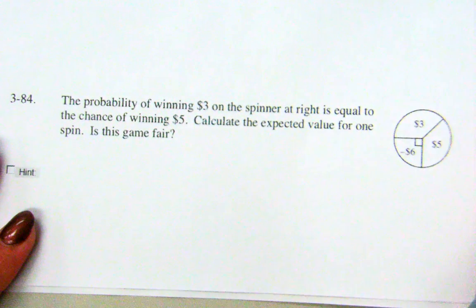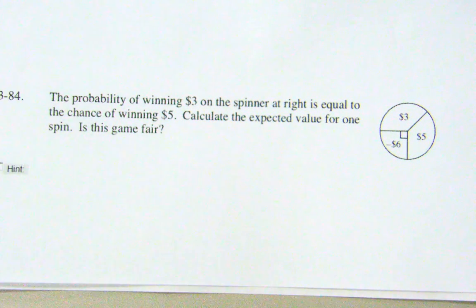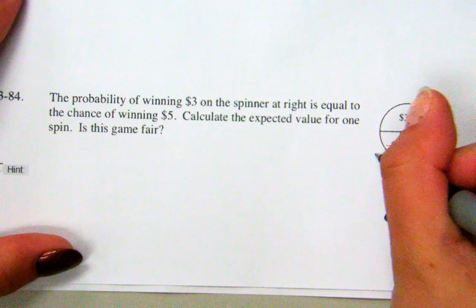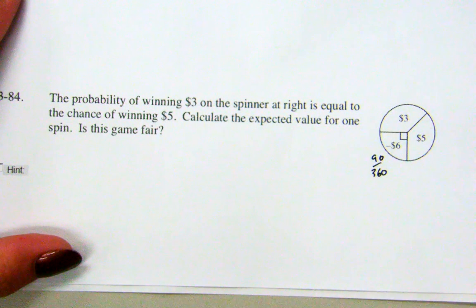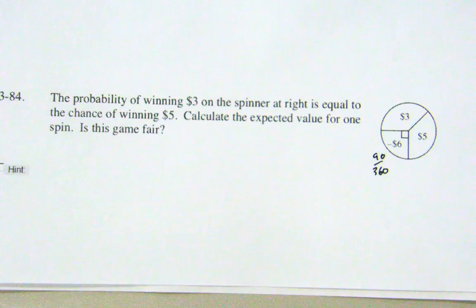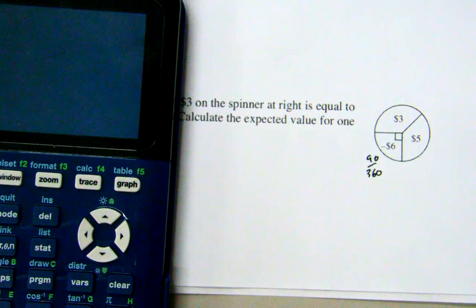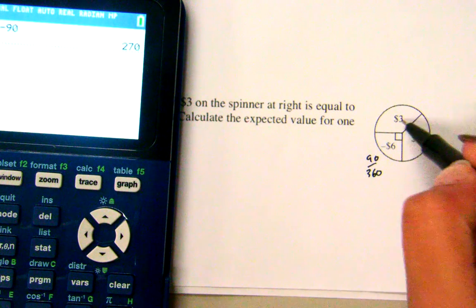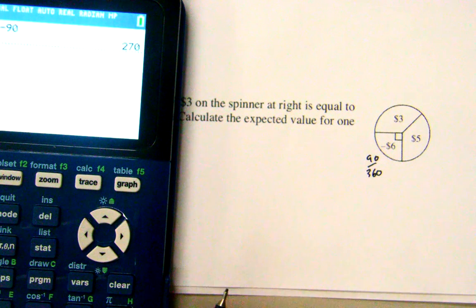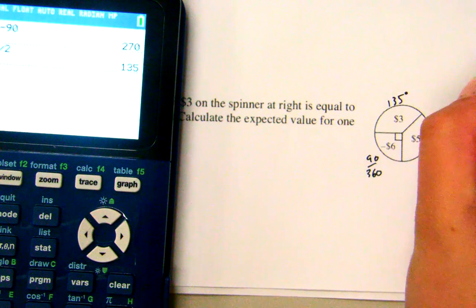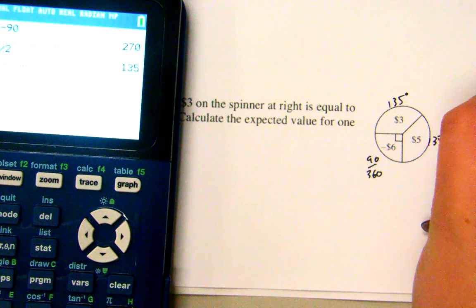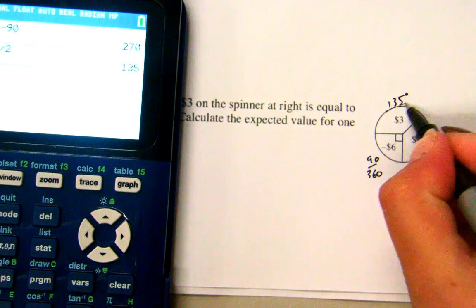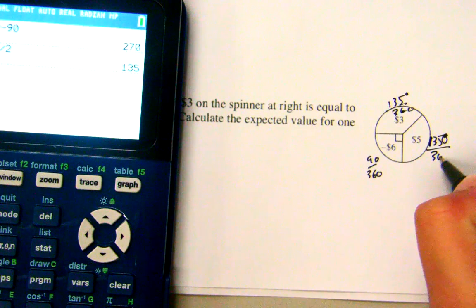All right, 84. Expected value. So we're going to set this up really quickly. This is 90 out of 360. These 2 are equal, and I'm pretty sure if I take 90 out of 360, subtract it from 360, I get 270. Well, these 2 are even, so if I cut 270 in half, I get 135 for each. So 135 degrees, 135 degrees. Whoopsie, that's degrees. Okay, so that's out of 360 also, and that's out of 360 also.